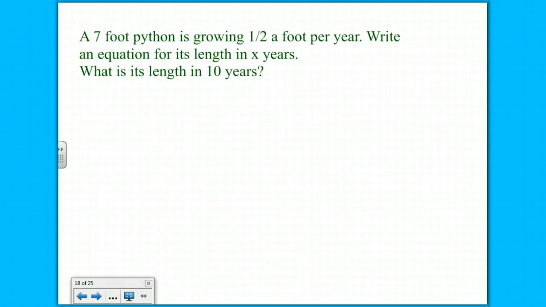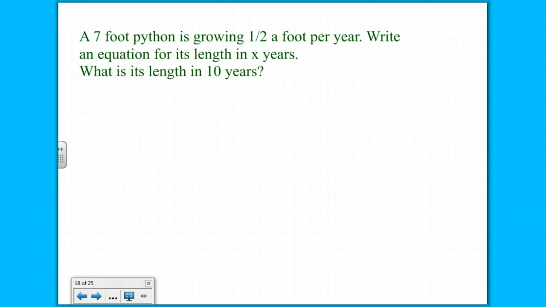Let's see if you can take this scenario, put it into an equation, and then answer the question. A 7-foot python is growing half a foot per year. Write an equation for its length in x years. And then what is its length in 10 years? Everybody write the equation first, and then find its length in 10 years.